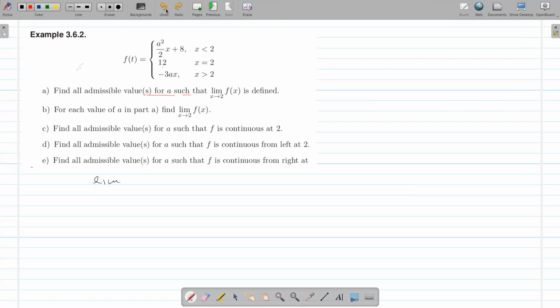For a two-sided limit to be defined, we know the limit as x goes to 2, that means the right limit has to be equal to the left limit, the limit as x goes to 2 plus of f(x). No, because left limit and right limit have to be equal.